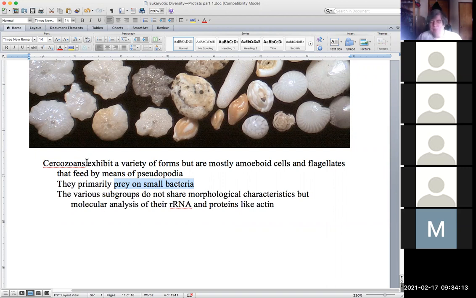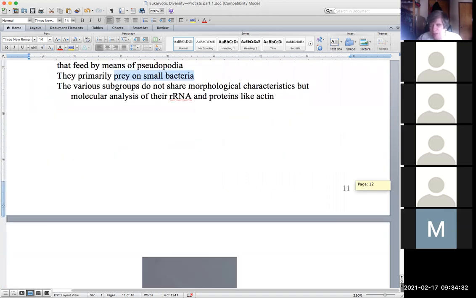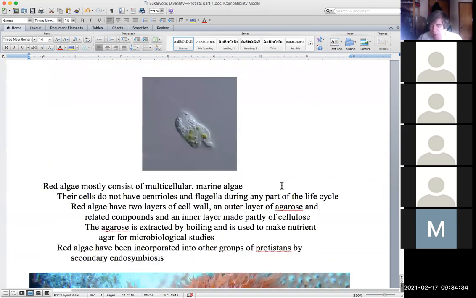And this group looks very different from one another. There are several subgroups. Of course, people don't agree on exactly how many, but if we do a molecular analysis of their ribosomal RNA and some of the proteins like actin that are found in the cells, we can tell them apart.